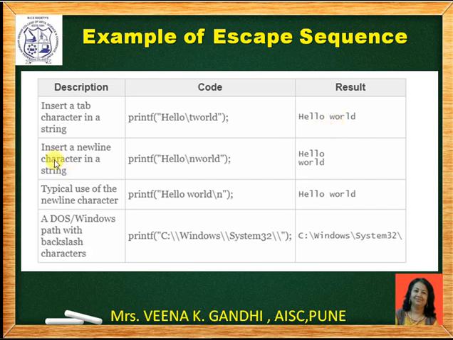If you want to add a new line, then you can add \n. So printf in double quotes, hello \n world. After hello it will give a new line. So in the output you can see world is printed on the new line. If you want to add a new line at the end of the string, you can add \n at the end.